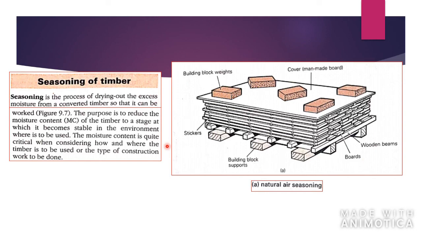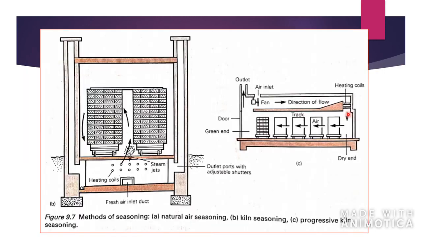And the third one is a progressive kiln. These are the stacks of wood, just like this one, and they have to go through a process, and the air is let into the kiln itself, and then there are heating coils. So the air flows into the heating coils, and once the air flows into the heating coils, it creates what? Hot air. And then the hot air comes down here and goes into the wood itself.